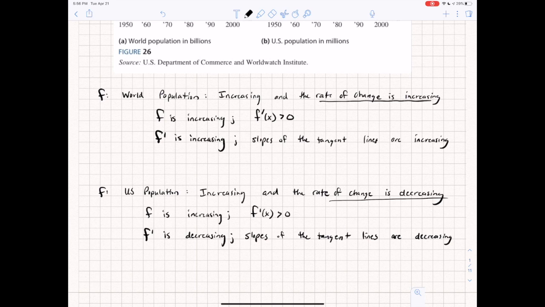Now, the second part here can be kind of weird, right? Because we're saying that f prime is positive, but f prime is decreasing. Versus for the world population, f prime is positive and f prime is increasing. That seems to correlate a little bit better because we tend to think positive and going up, negative and going down. And so this can seem kind of a conflicting issue.